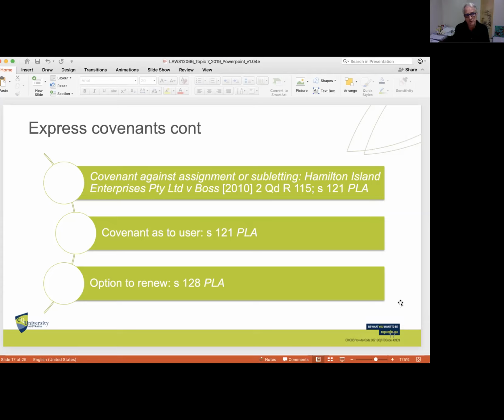That's about renewal of the lease, and very often in a commercial situation, the term is undertaken for a term with an option to renew for a further term. That's often something that is done. So that's dealt with in terms of this idea of options.